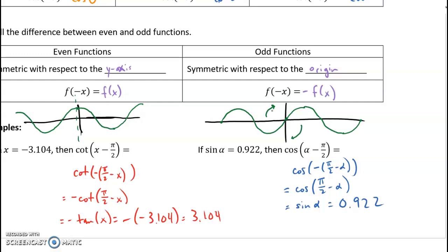So that's the graphical interpretation of these guys. On this one, if (x, y) is on the graph, then (negative x, y) is also on the graph. On this one, if (x, y) is on the graph, then (negative x, negative y) is on the graph. So that might help some of you visualize that property of even versus odd.